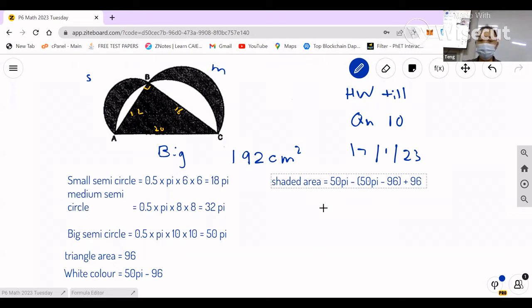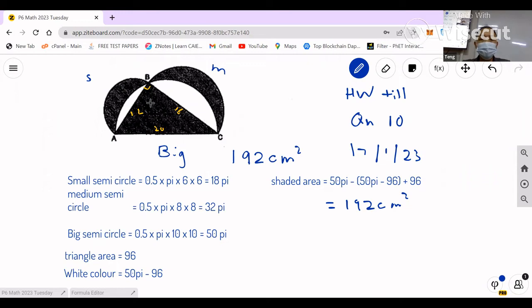So here I will just use my calculator to work it out. Pi basically means times 3.14. So 50 times 3.14, I got 192. That's it. 192 cm squared. That's all for this.